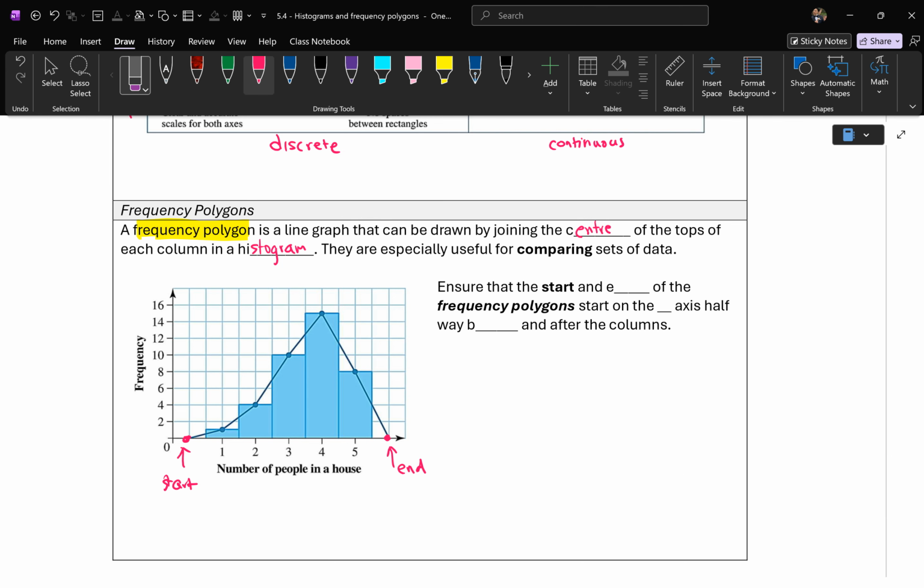So it's useful for comparing data, especially if you're comparing multiple things, like multiple companies if you're looking at stock markets. Ensure that the start and end of the frequency polygon start on the x-axis half a unit, or halfway, before and after the columns. Okay? And that's the only year 12 component. That's pretty much 5.4. So if we look at the contrast between 11 and 12, 12s do this extra bit. They add in a polygon.